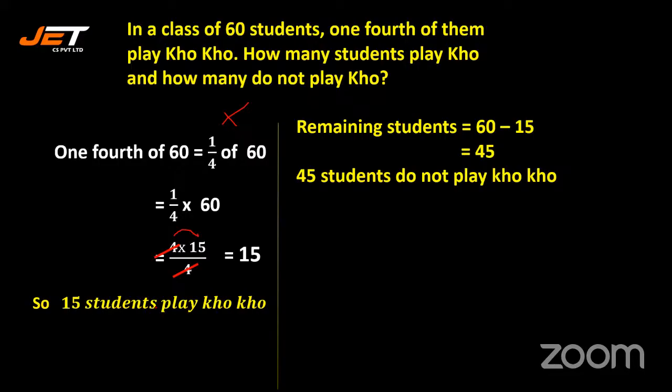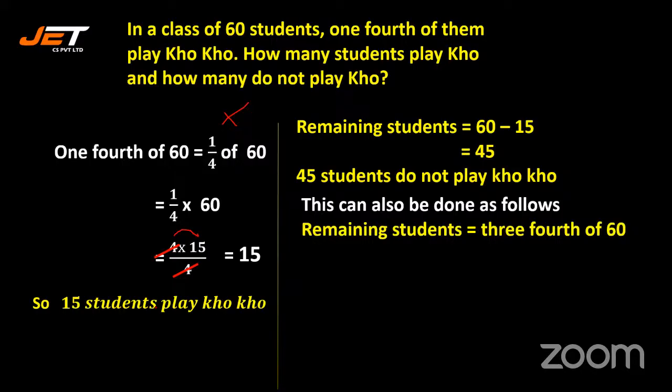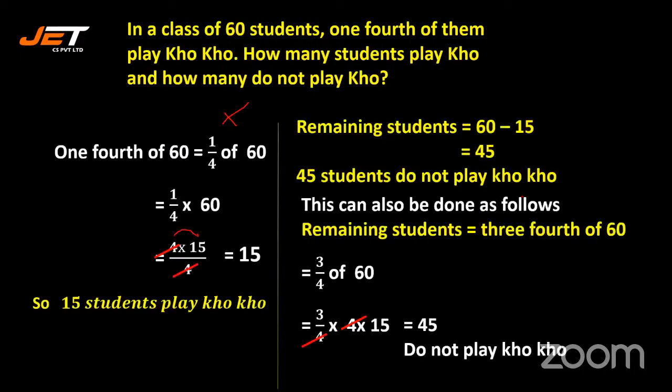Let's do it the other way. If 1/4 of them play Kho-Kho, then that means 3/4 do not. 3/4 of the students do not play Kho-Kho. So 3/4 of 60, of the total number of students. 60 is written as 4 times 15. 4, 4 cancel. 3 times 15 is, sorry, wait, hold up, yeah, 45. With both the ways, the answer will be the same.